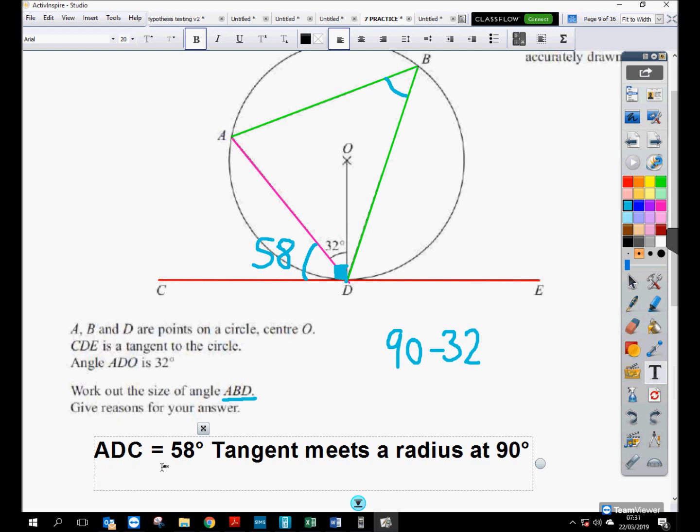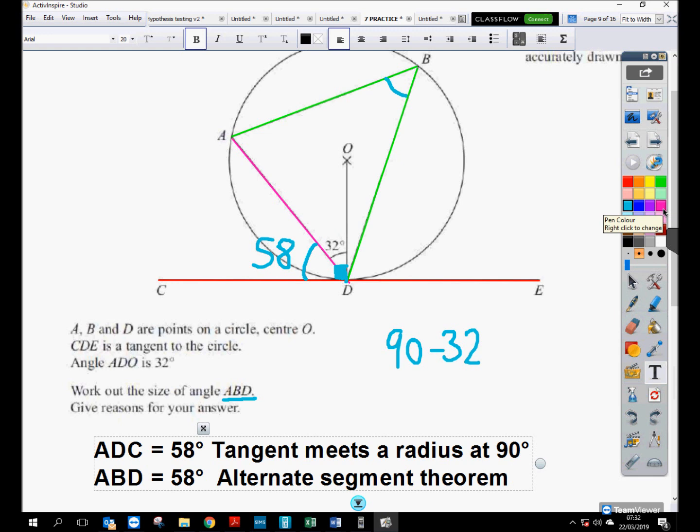Next one, which is the one I'm interested in, ABD. Well, I just mentioned earlier, it will be the same as angle ADC. It's also 58 degrees. Why is that? That's known as the alternate segment theorem. And there you go. So we can write 58 degrees on the answer line.